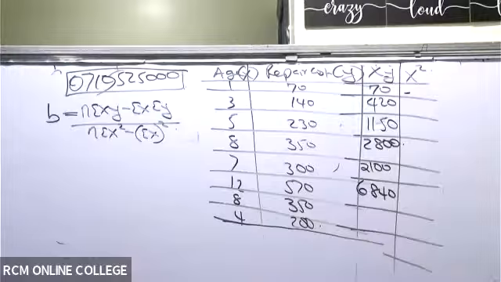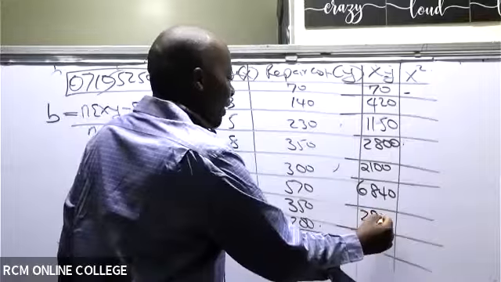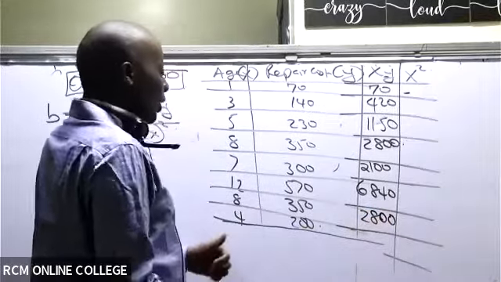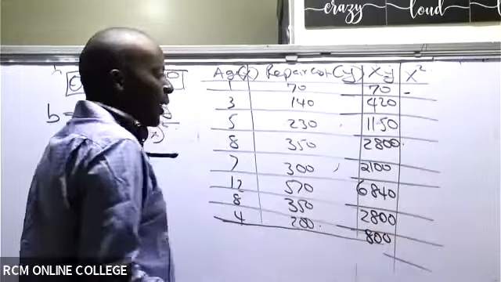Most gentlemen are not participating, which is very sad. I like when I see all the students participating, then I'll be able to give them very many great revision classes. So Sarah gives me 2,800. And then lastly, we have 4 times 200. This gives me 800.